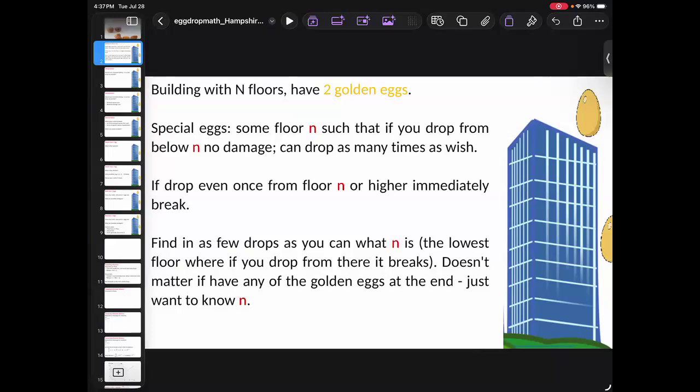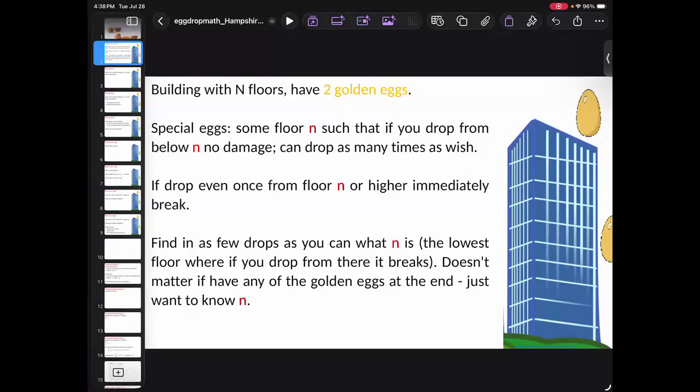There is some floor such that if you drop the egg from that floor or higher, it will crack immediately and be unusable. And as long as you drop it from any floor below that, no matter how many times you drop it, there is no damage to the egg. You could drop it 1 billion times if you want from a floor lower than that critical one, and there will be no damage. But as soon as you drop it from the critical floor or higher, it will break. Your goal is to find, in as few drops as you can, what n is. What is that critical floor where it will first break?